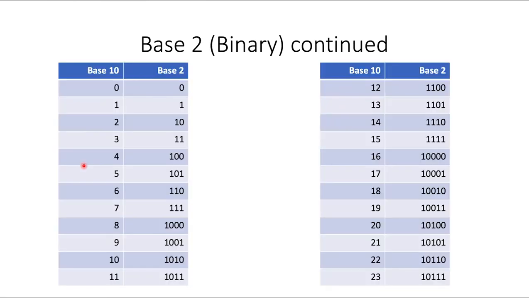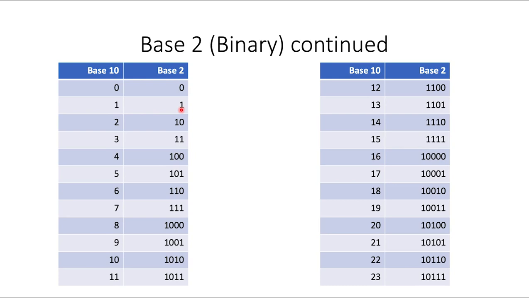So let's try to work this out. Let's try to see what binary numbers actually look like. Here I've made a table of all of the binary number representations of the base 10 numbers 0 through 23. Okay, let's start with 0. So 0 is equal to 0 in binary. 1 is equal to 1 in binary.